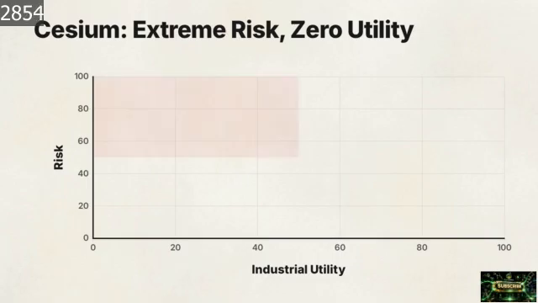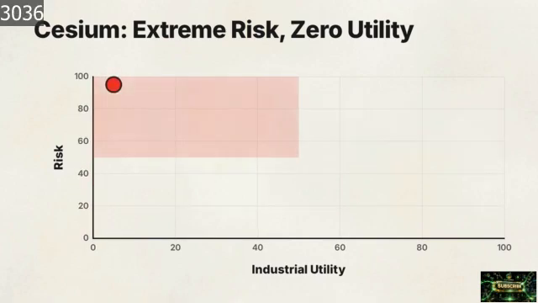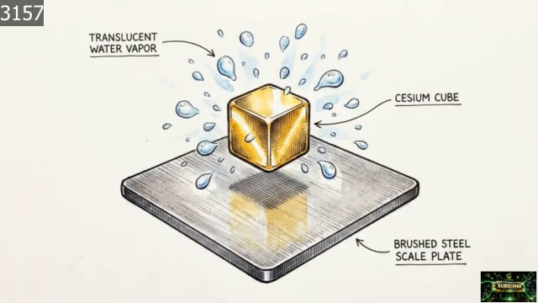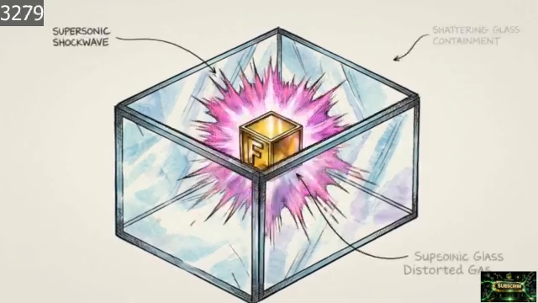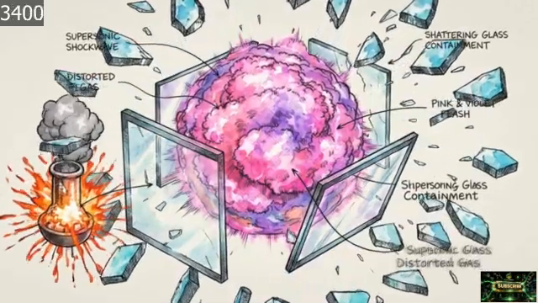But look at the top left of our chart. This is the extreme risk, zero utility zone, and it's exactly where we find reaction number 9, cesium exposed to moisture. The instant cesium touches even trace amounts of ambient moisture in the air, it reacts faster than your eye can track. It generates hydrogen gas and enough heat to detonate that gas in the same millisecond.